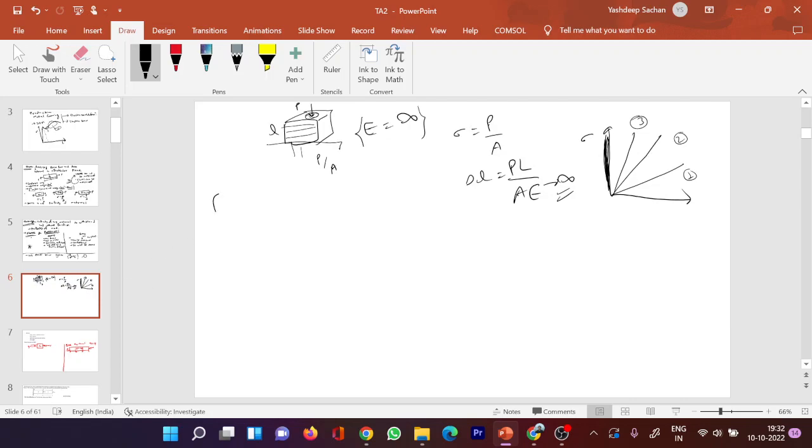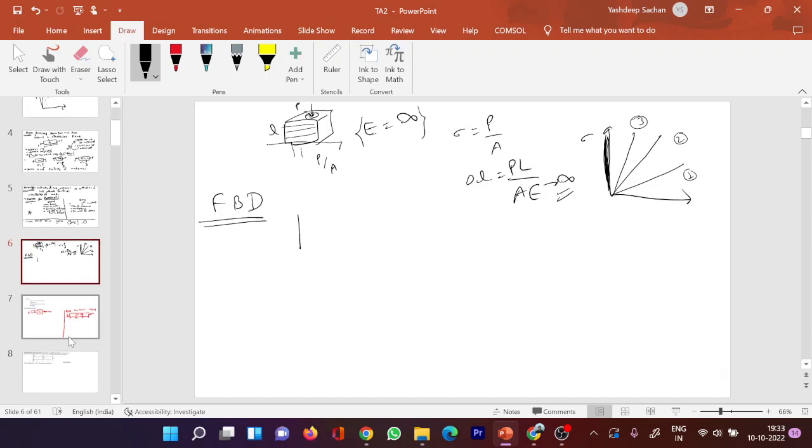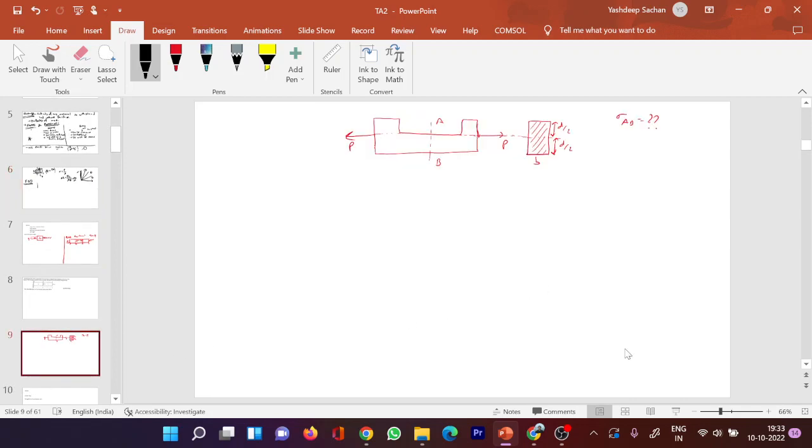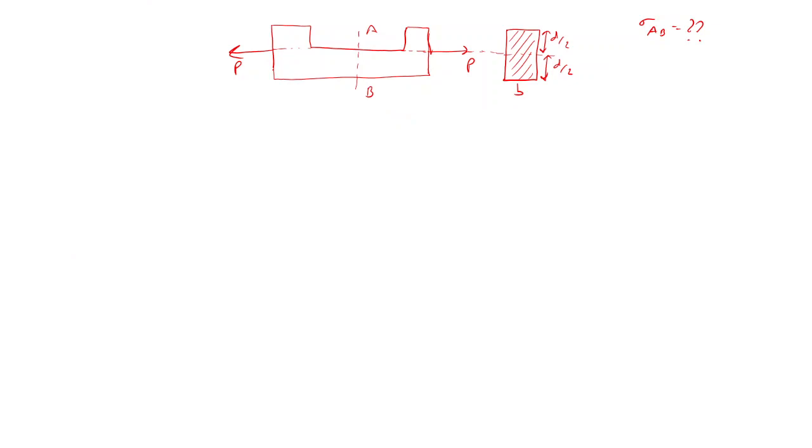FBD etc., I suppose everyone knows, right? FBD means no supports would be shown, and the body would be in equilibrium with the help of reaction forces. Okay. So first we'll try to solve this question, and then we'll proceed. You try for 1 or 2 minutes, then we'll solve.